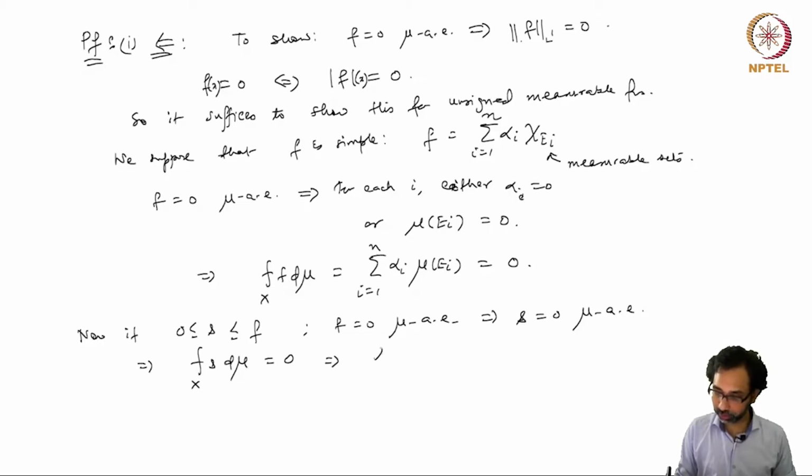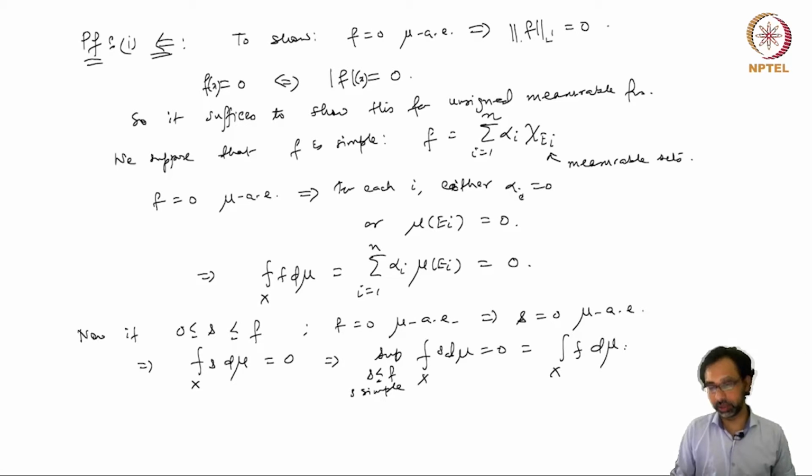And so the supremum of all such simple functions is going to be 0, and this is nothing but the integral of f. So we have shown that for unsigned measurable functions, when f is 0 almost everywhere, then the L1 norm is going to be 0.